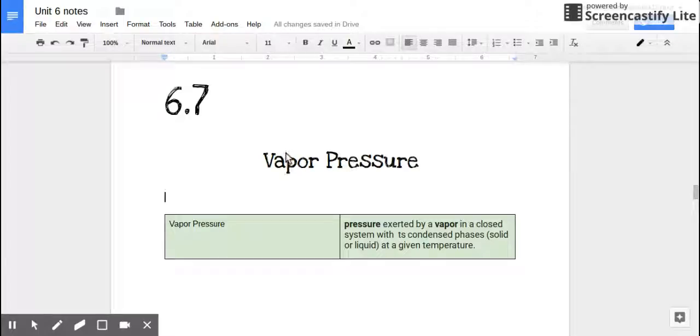All right, today we're on Unit 6, Subunit 7, which is called vapor pressure. Vapor pressure is simply the pressure that's exerted by a vapor that is located above a liquid or a solid at a given temperature. So let me draw a picture so that I can explain what it is that we're talking about when we're talking about vapor pressure.